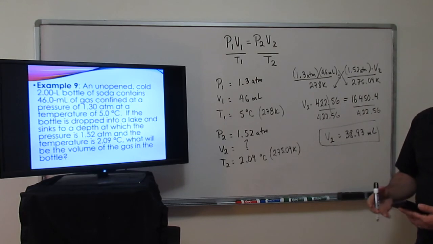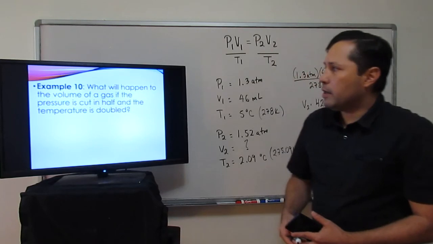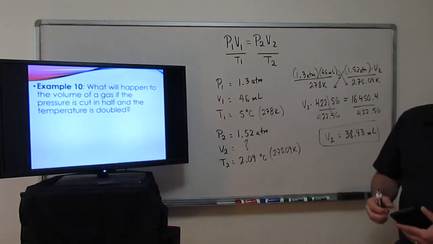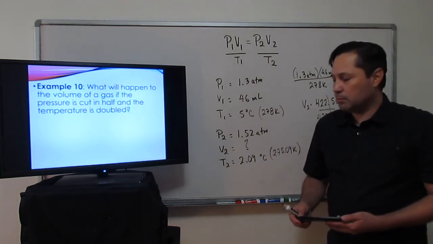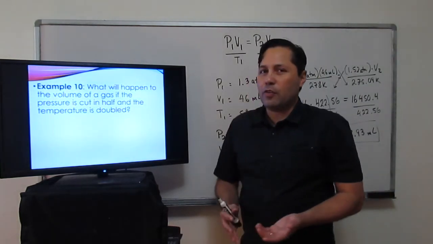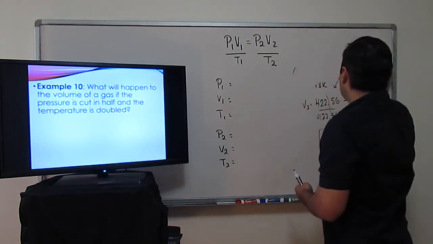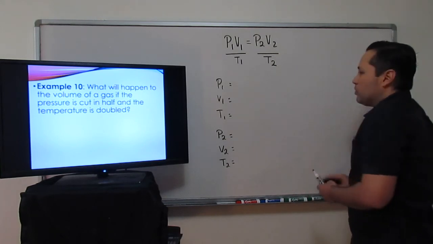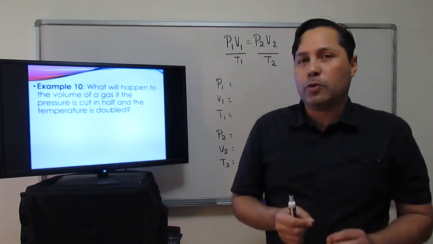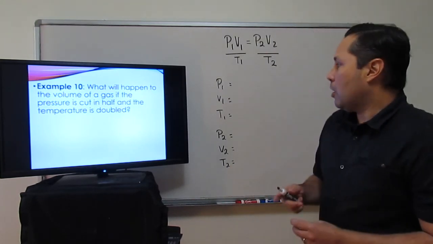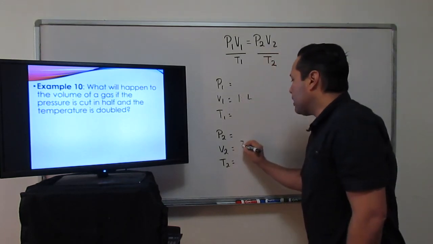Alright, let's move along to our last problem. This is going to be number 10. In number 10 they ask, what will happen to the volume of the gas if the pressure is cut in half and the temperature is doubled? Now this is an example problem where you don't really have anything to work with. There's no numbers there, but you can plug in your own numbers to solve this type of problem. For example, I'm going to start with an initial volume of 1 liter so that it's easy to compare what the new volume will be.